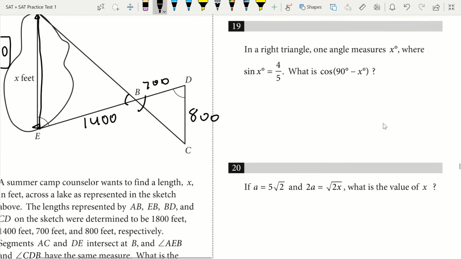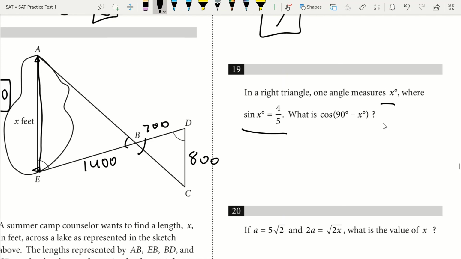Question 19. In a right triangle, one angle measures x, where sine of x equals 4/5. What is cosine of 90 minus x? I'll show you real quick. If this angle is x, 90 minus x is going to be that angle here. So if x has a sine of 4/5, opposite over hypotenuse, it's going to be 4/5. What is the cosine of 90 minus x? That's also going to be 4/5.